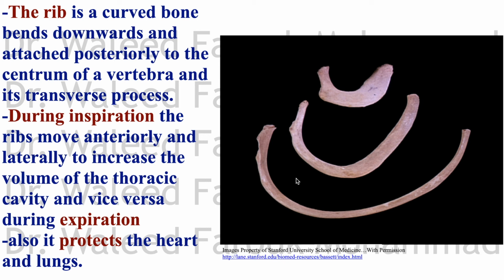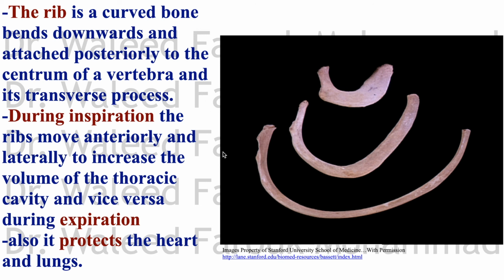Each rib is a curved bone that bends forwards or downwards and attached posteriorly to the centrum or the body of the vertebra and its transverse processes. So if you are asked about the articulation of the rib with the vertebral column, where do they articulate? With the centrum of vertebra and the transverse process. This part, which is the head of the rib, is with the centrum of vertebra, and this part, which is called the tubercle of the rib, is for the transverse process of the vertebra. Please be careful when you're asked about this. So it articulates with the centrum and the transverse process of the vertebrae.